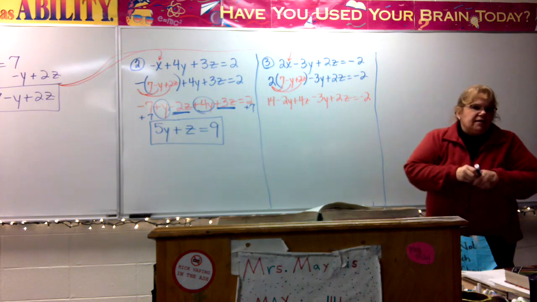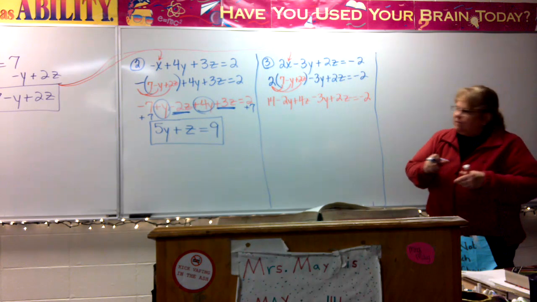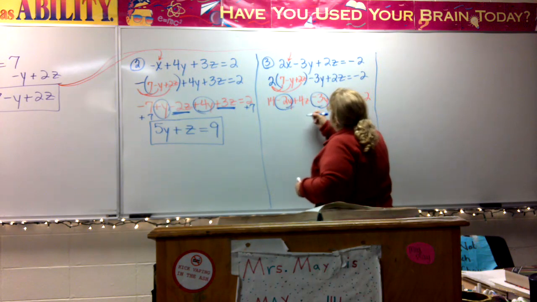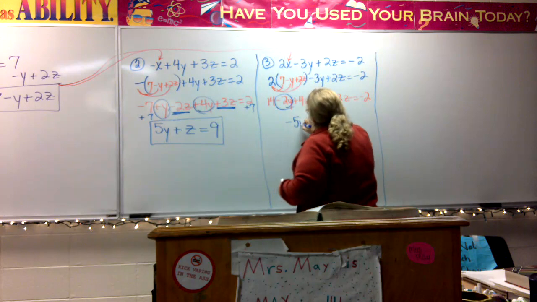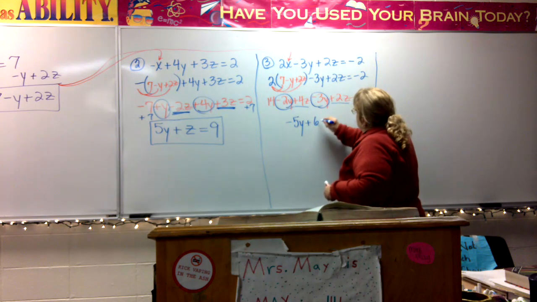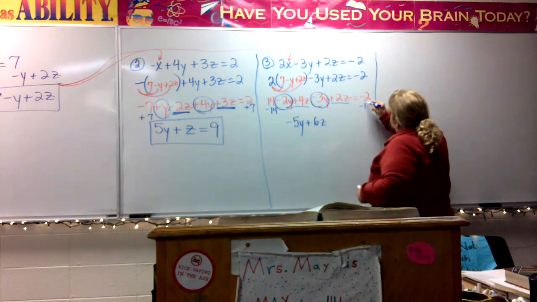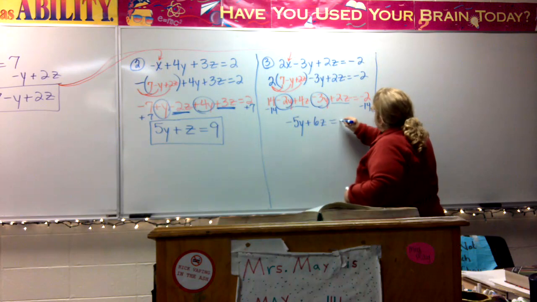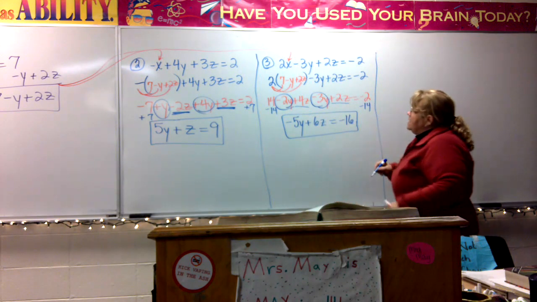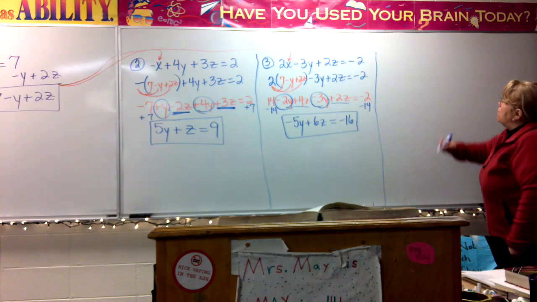And simplify. What do you have? -2y, -3y, that's -5y. 4z and 2z, 6z. And do you mind if I subtract 14 right away? That'll give me -16. Now I have two equations.